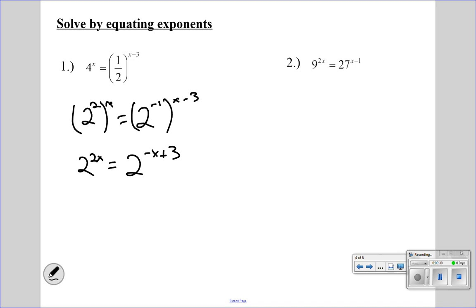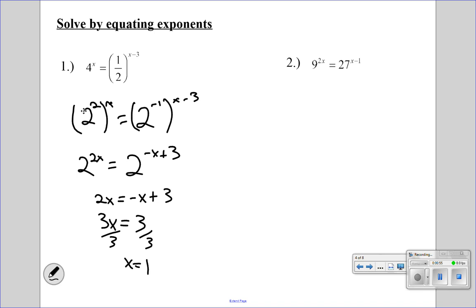And now, because we have the same base, we can set our exponents equal to each other. So we have 2x equals negative x plus 3. We can add x to both sides. We have 3x equals 3. Divide by 3, and x is simply 1.